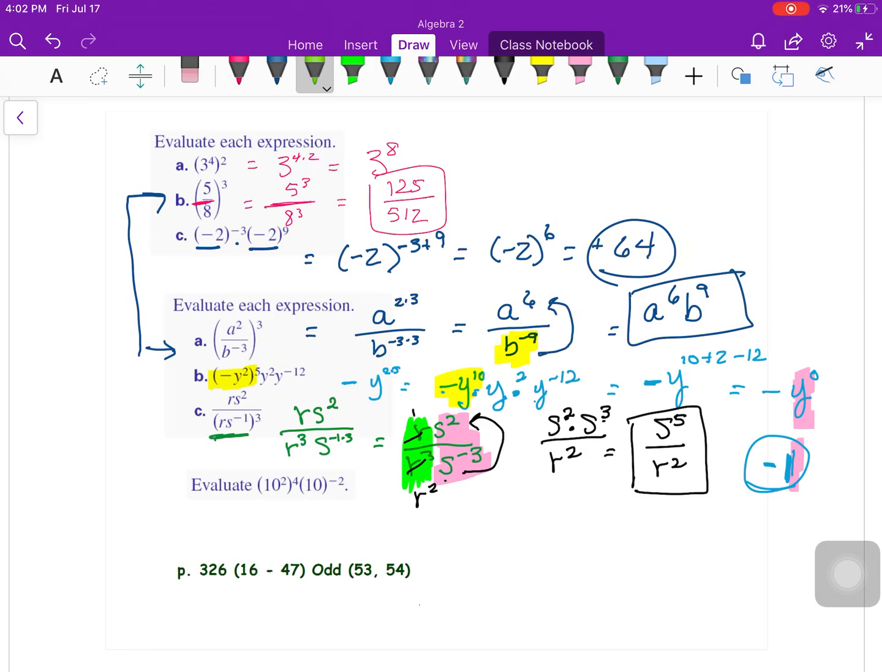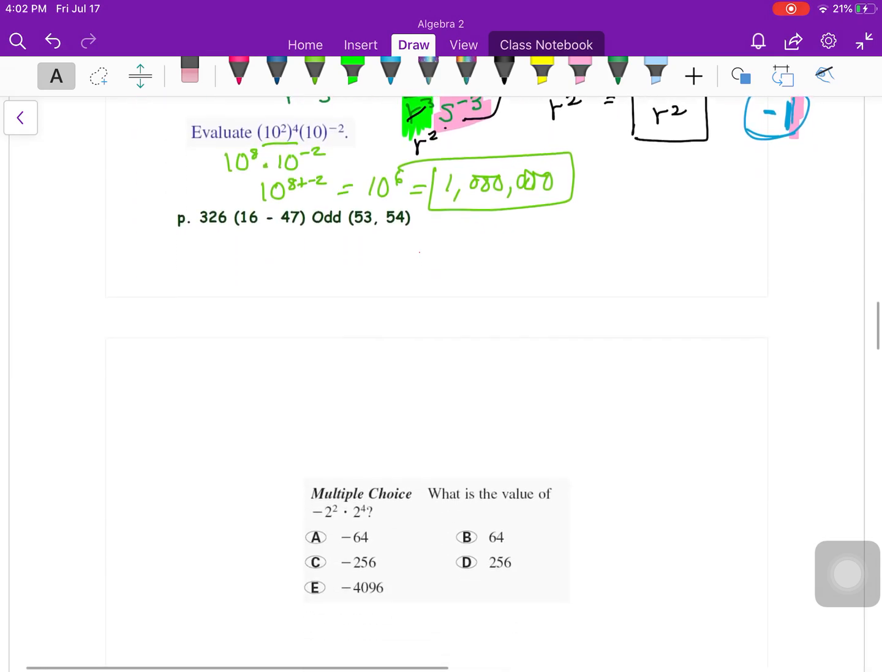And then we have just this one last one here. 10 squared, all raised to the 4th, times 10 to the negative 2. Well, this part is power to power. So that is 10 to the 8th times 10 to the negative 2. So my base is 10. 8 plus negative 2 gives me 10 to the 6th. So that would be 1 million.